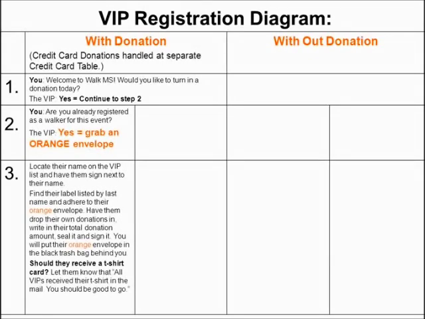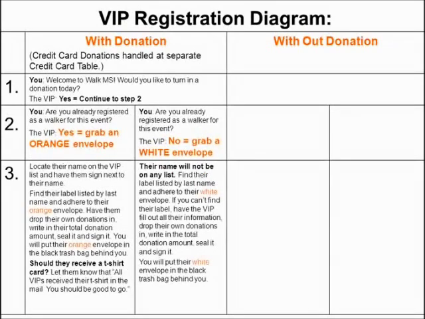Next, a VIP does have a donation but is not registered yet. So you would grab a white envelope. Their name will not be on any list because they're not registered, but we do have a label with their information from last year. So find their label listed by last name and adhere it to their white envelope. If you can't find their label, that's fine. Just have the VIP fill out all their information, drop in their donations, and write in the total donation amount. They'll seal it and sign it, and then you'll put the envelope in the black trash bag behind you.